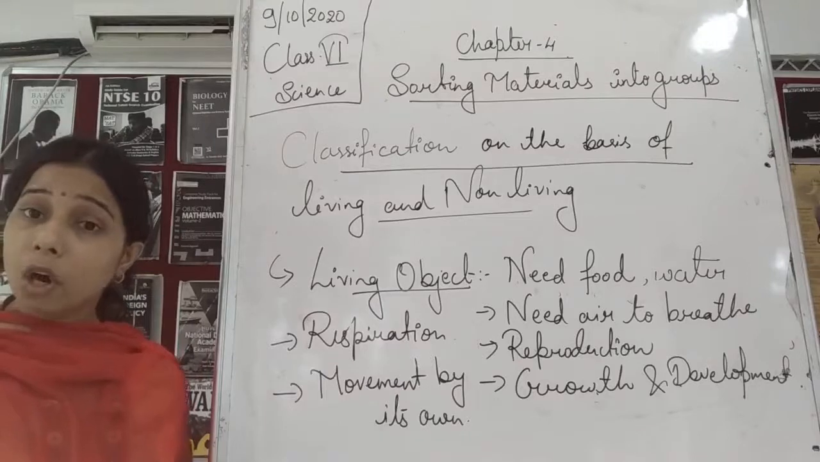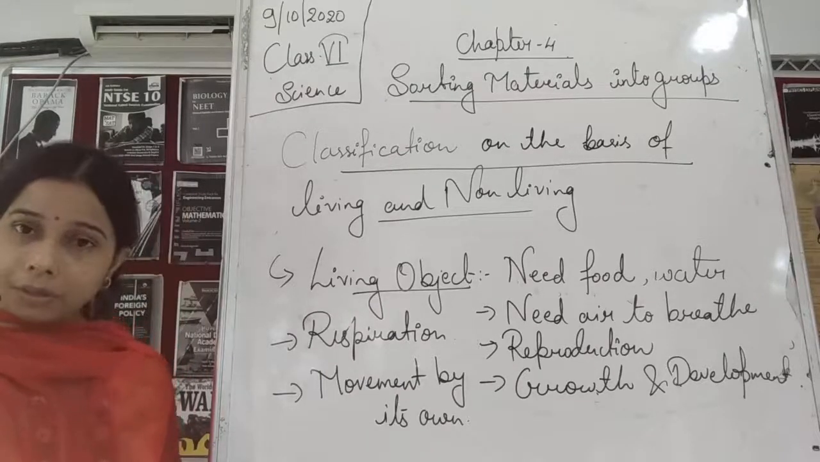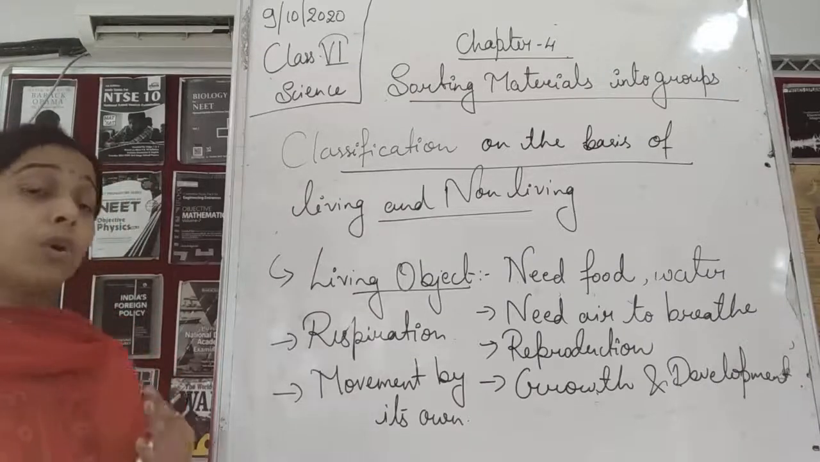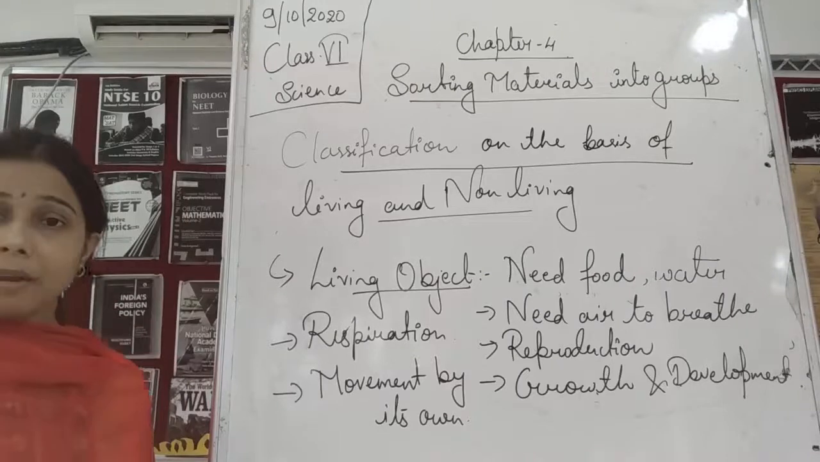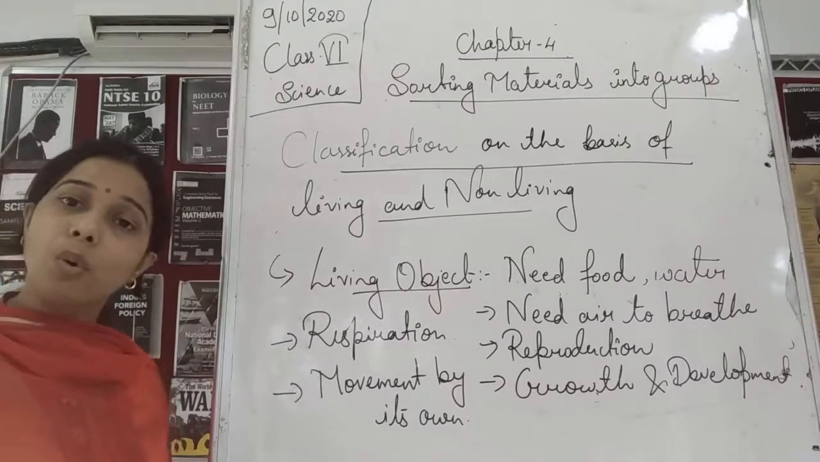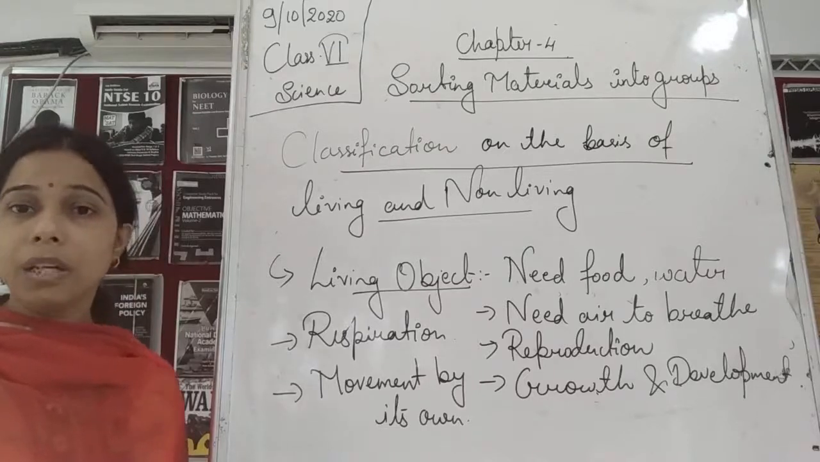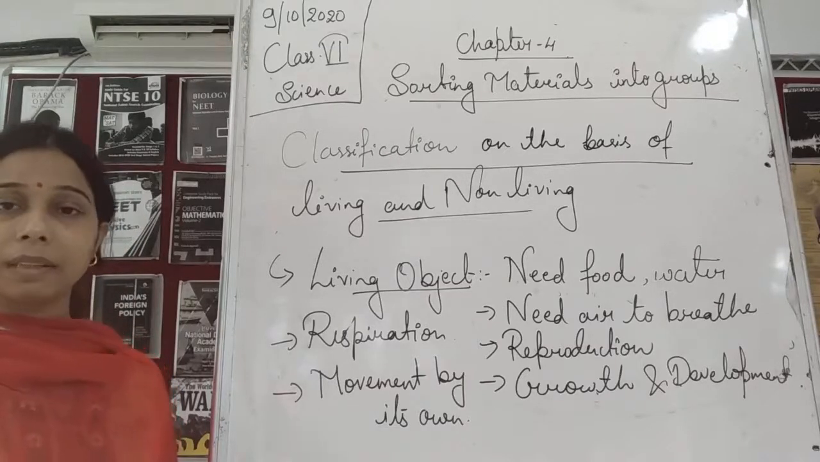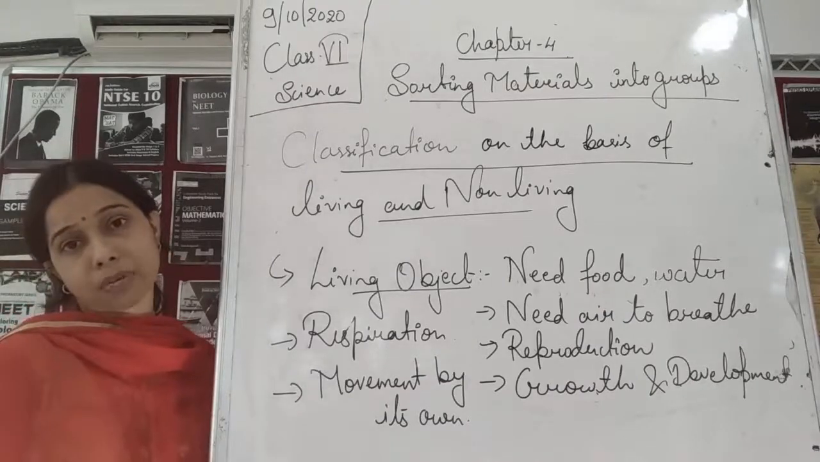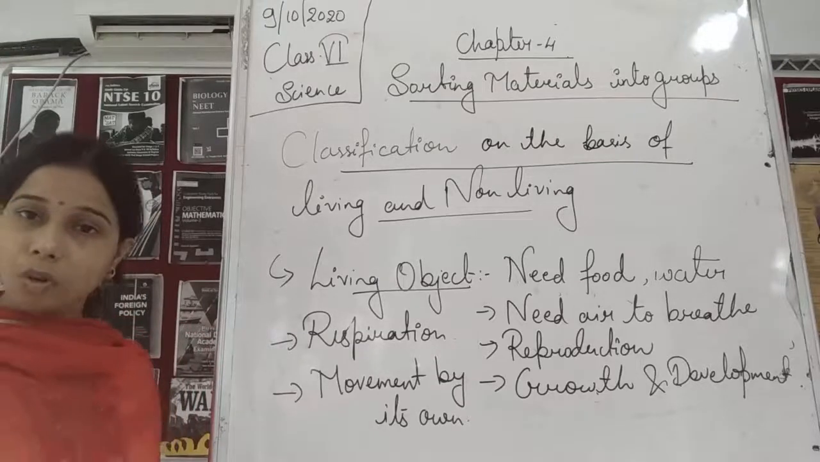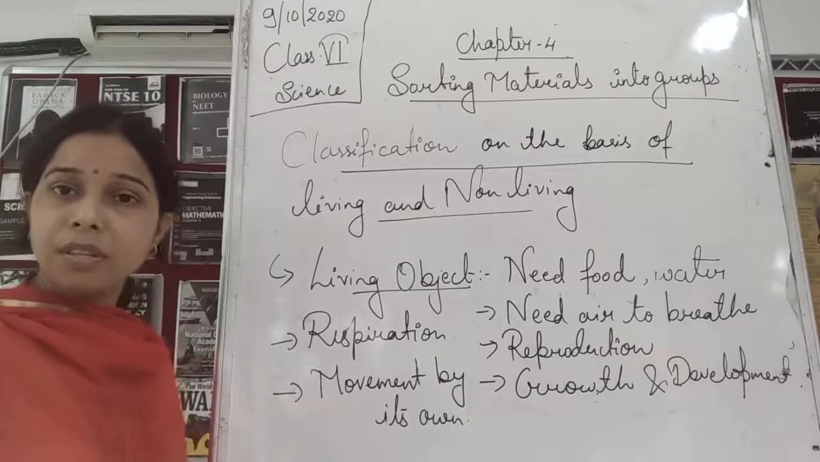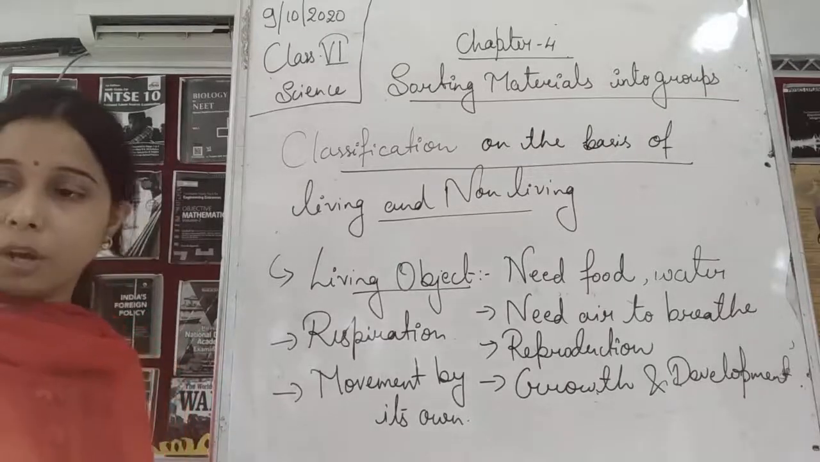What about the non-living object? Do they need food, water? Do they reproduce, or grow, or respire, or move by their own? No. These are the characteristics which are shown only by living organisms. Non-living things do not show such kinds of characteristics. So we will say that the objects which show all such characteristics are living objects, and the objects which do not show such characteristics are non-living objects. Okay.